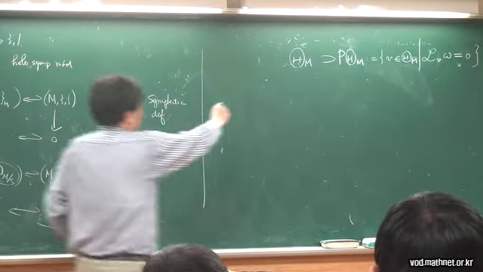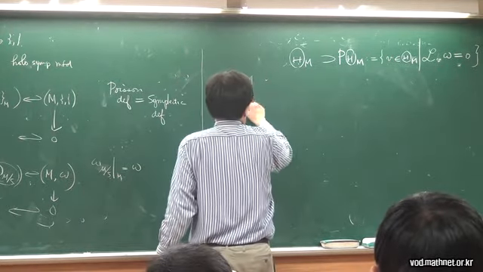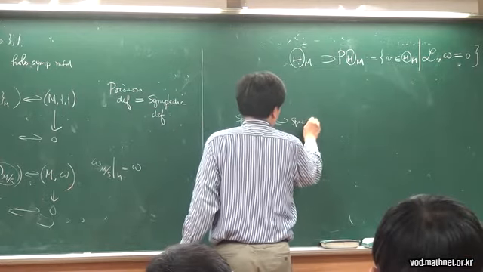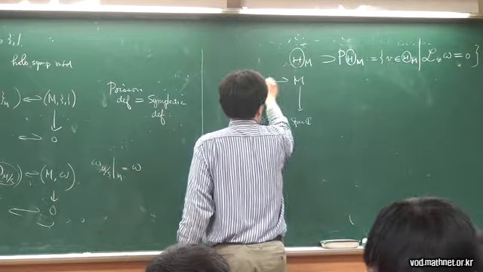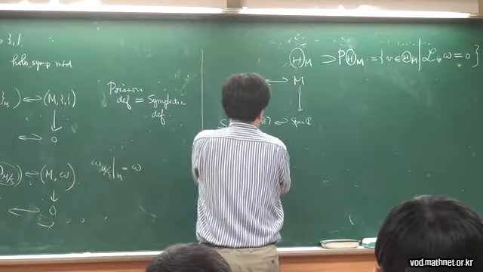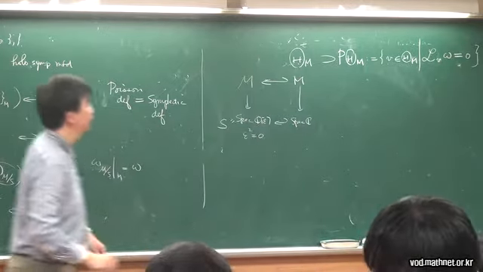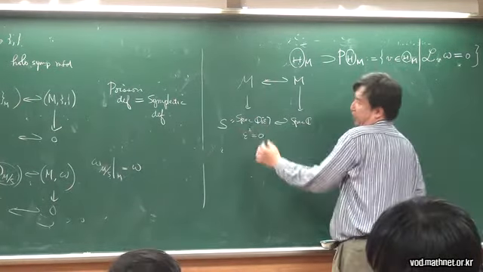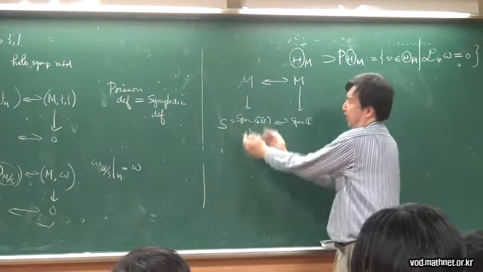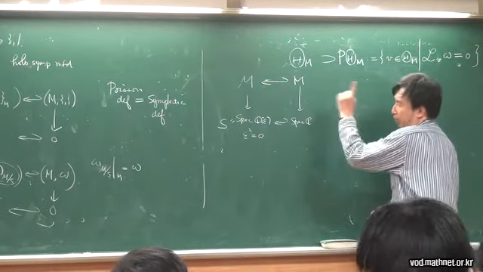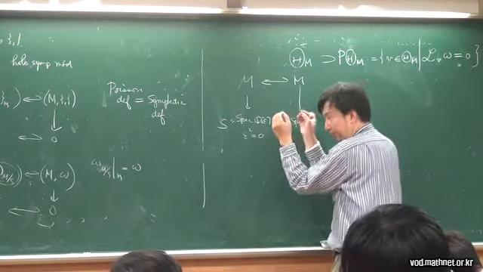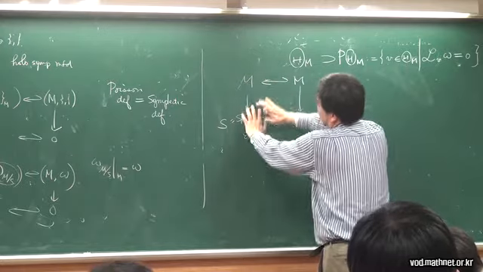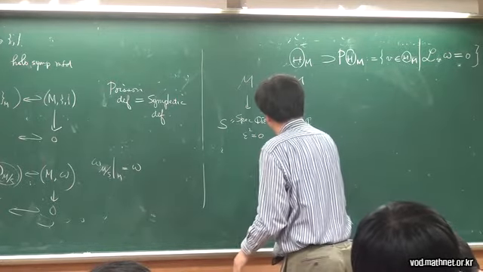Proposition. Infinitesimal deformation is nothing but this. This is M. If S is the ring of dual numbers, epsilon squared is zero, in such a case this is a fat point. It's not reduced. This is a reduced point, just one point, but this is a fat point with some fat structure, and this is called infinitesimal deformations.